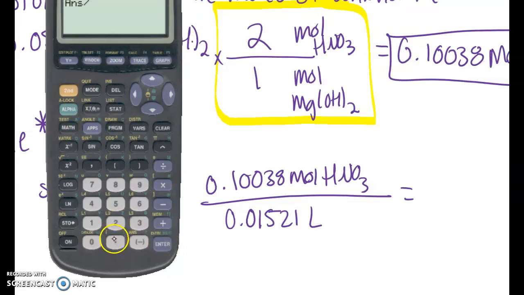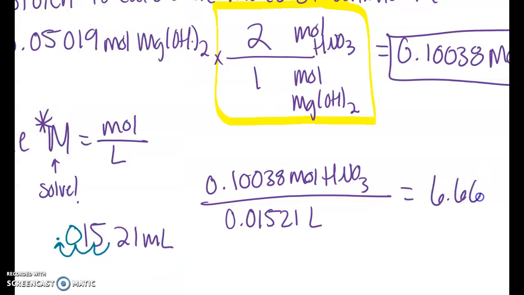When I divide these two numbers, 0.10038 divided by 0.01521, I will get 6.59960, and so on. And this is going to give me my concentration. So we're finally going to round to 2 decimal spots. This is going to round me all the way up to 6.60 molar. And this is for your HNO3.